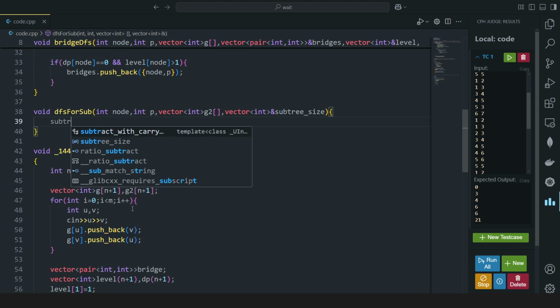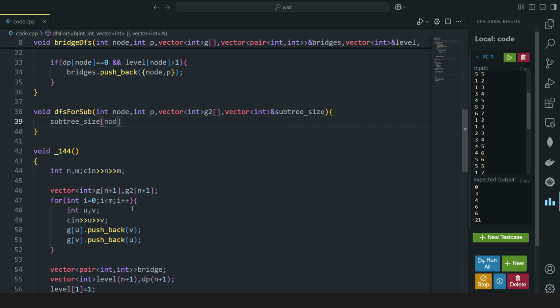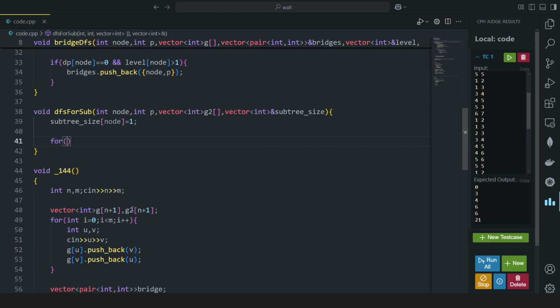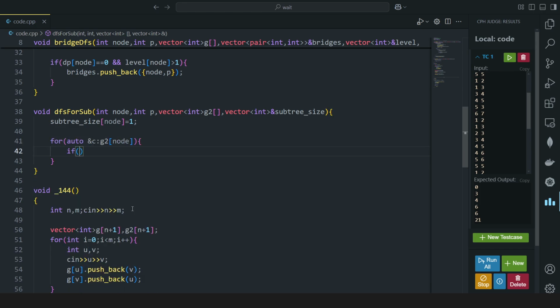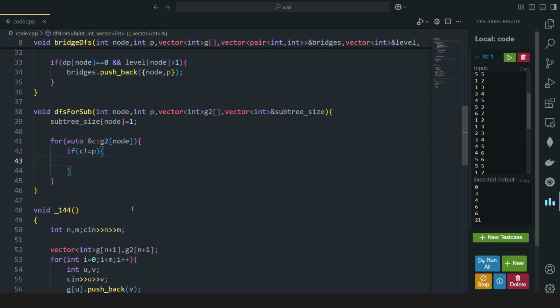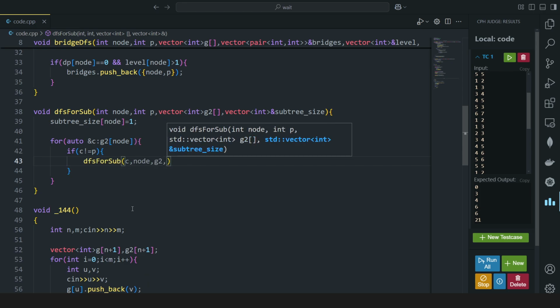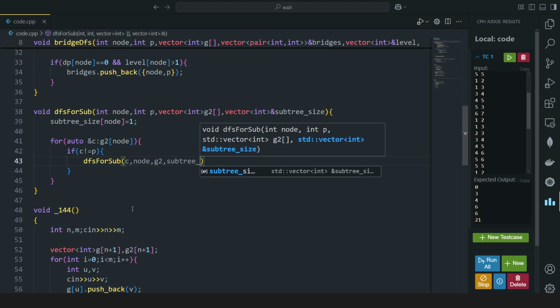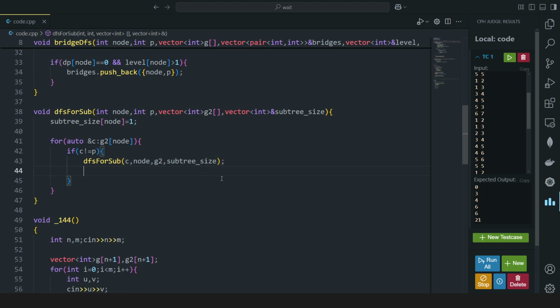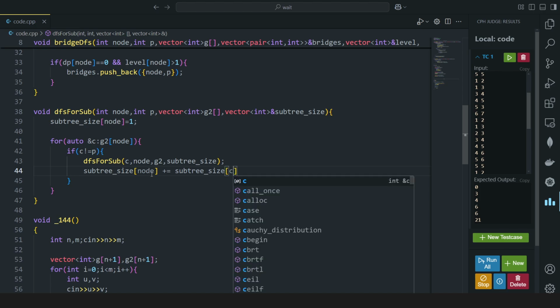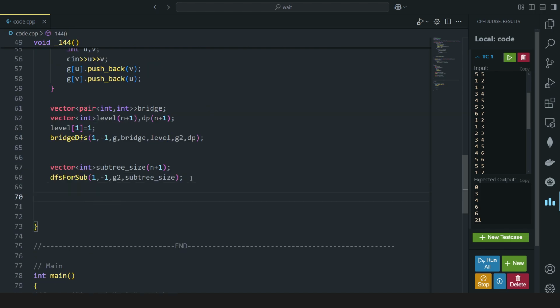So I will say that the subtree size for this node is 1, and we will then visit each one of its child. C is not equal to p. I will call the same function again, but this time the node will be C and the parent will be node, and then g2 and subtree size will remain same. After this has been done, I will simply combine the result of all the children into the current node. So subtree size of the node will be the summation of the subtree size of the child, that is this. And now after doing this, everything is ready.